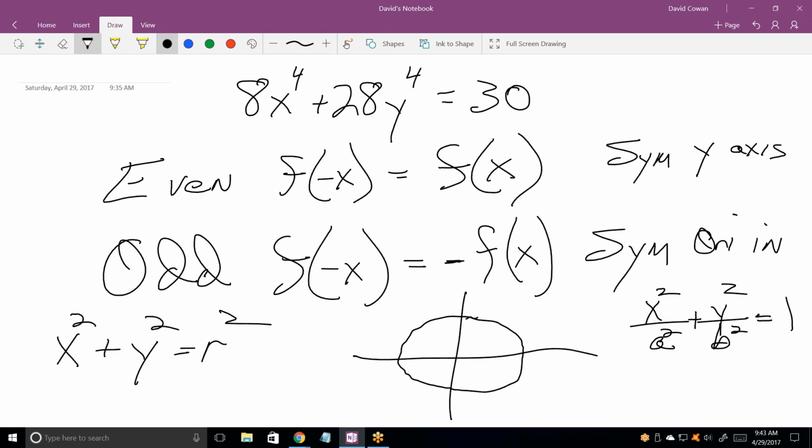Whether it's a horizontal or a vertical ellipse doesn't much matter. I don't think it affects the symmetry. In other words, it might be an ellipse that looks like that. Either way, it's got all three symmetries. Now the question is how we know that.